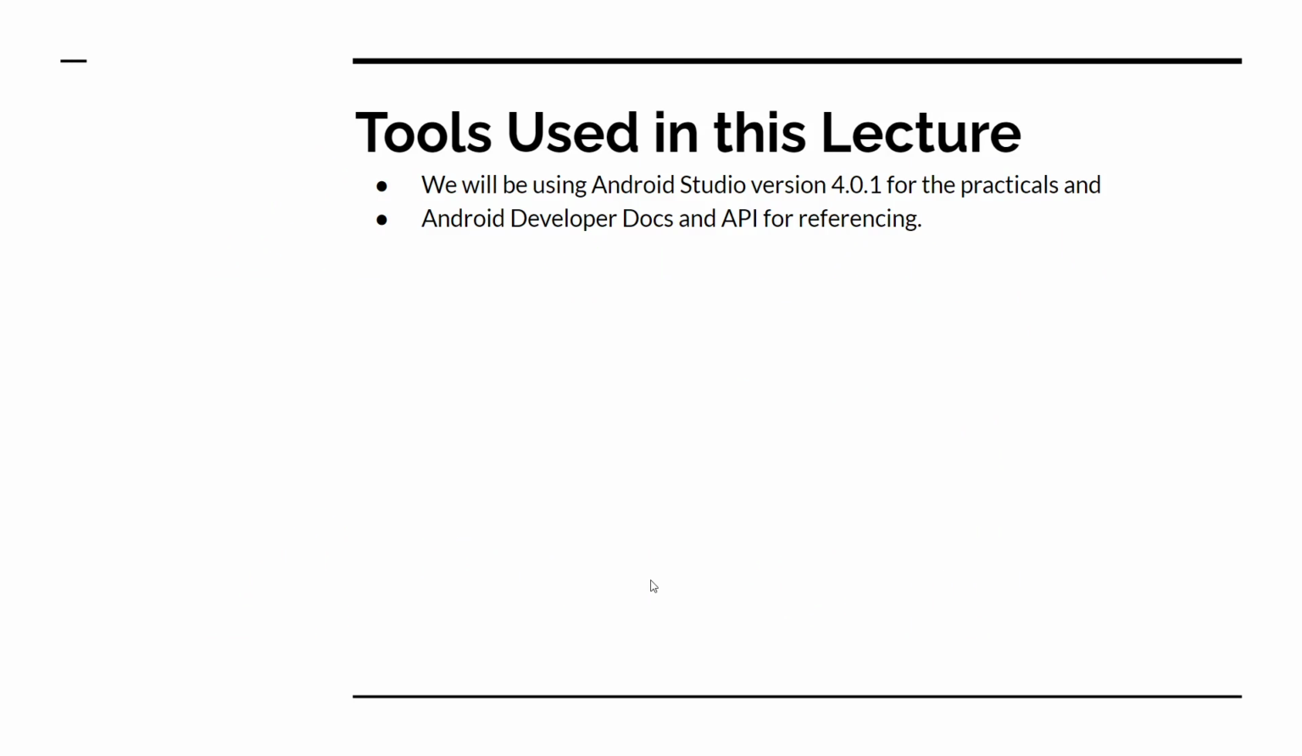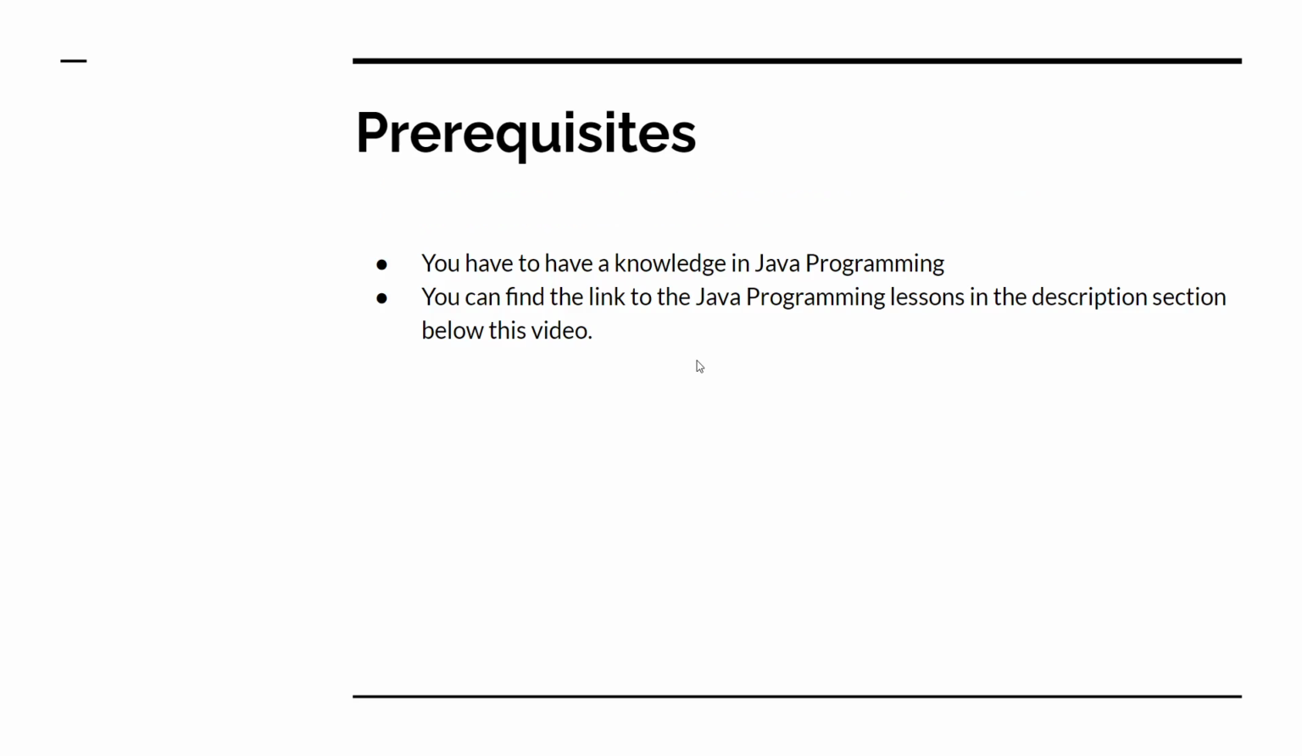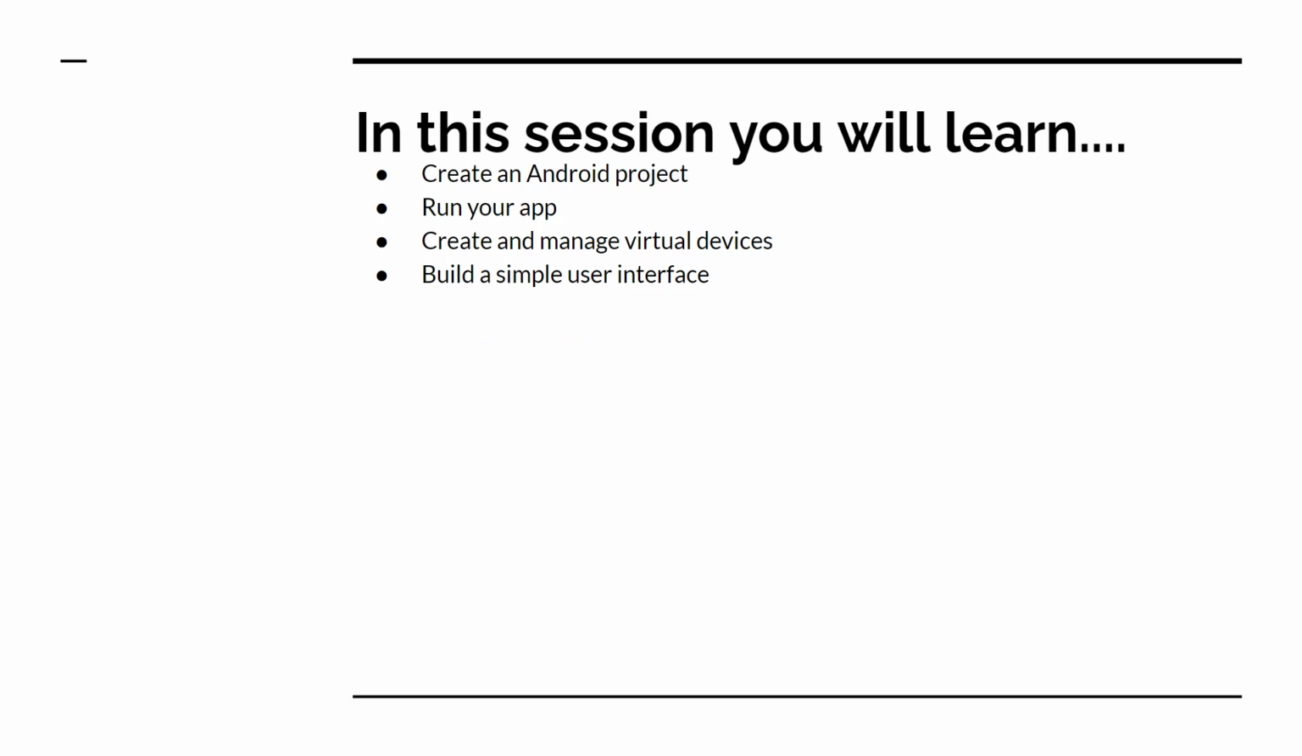Hi everyone. So the lesson is Android, build your first app. We'll be using Android Studio version 4.0.1 for practicals and Android developer docs and API referencing. You need to have knowledge about Java before you do this lesson. Have a look at the link below if you need some lessons about Java. In this session, you will learn about creating an Android project, running your app, creating and managing virtual devices, and building a simple user interface.